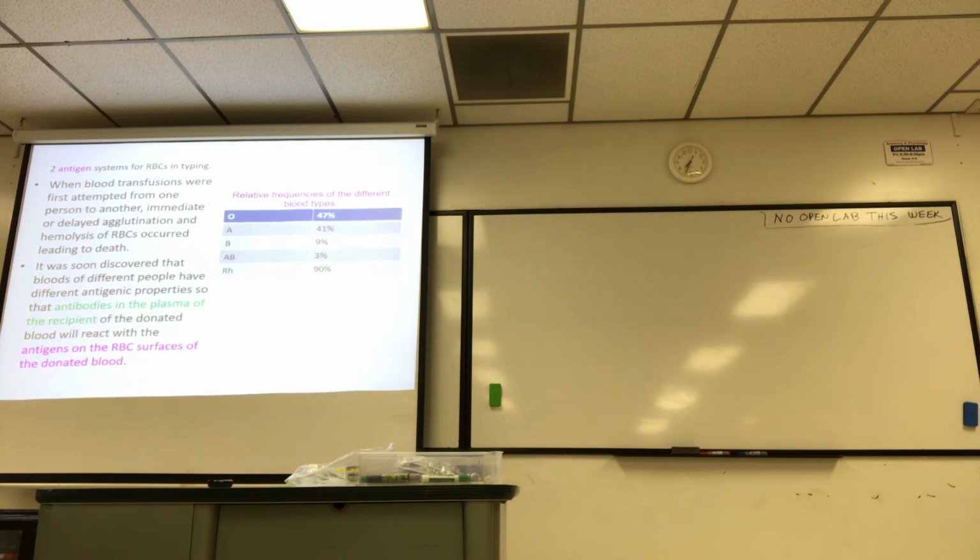Mistakes can be made even to this day, and it can lead to death. So it's very important to know how to type blood before you give it to someone. It was soon discovered that bloods of different people have different antigenic properties, so the antibodies in the plasma of the recipient of the donated blood will react with the antigens of the RBC surfaces of the donated blood.